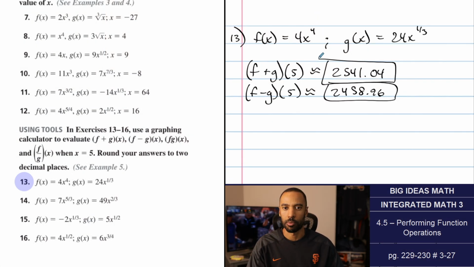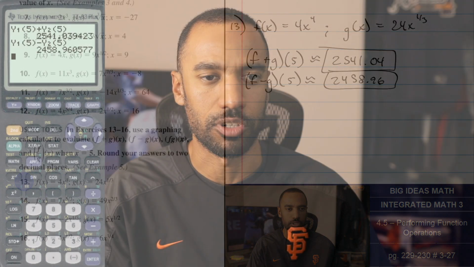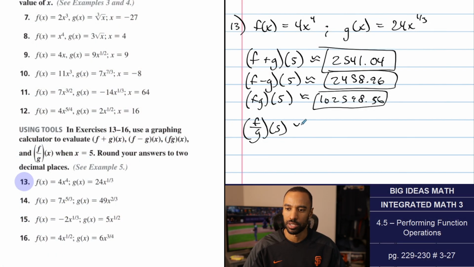And let me do the last two on multiplication and division, and then I'll just write them down afterwards. So again, there's some speed on that. So multiplication, this times that, and then division, this divided by that. That's what happens when you substitute 5 for those ones. So I'm going to do f times g of 5 to be about 102,598.56 when rounded. So it's just a lot of entering the calculator. And f over g of 5 to be about 60.92.